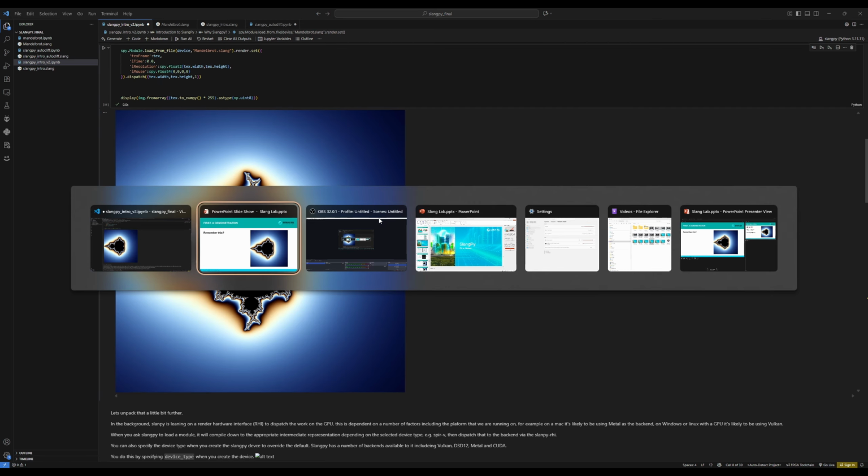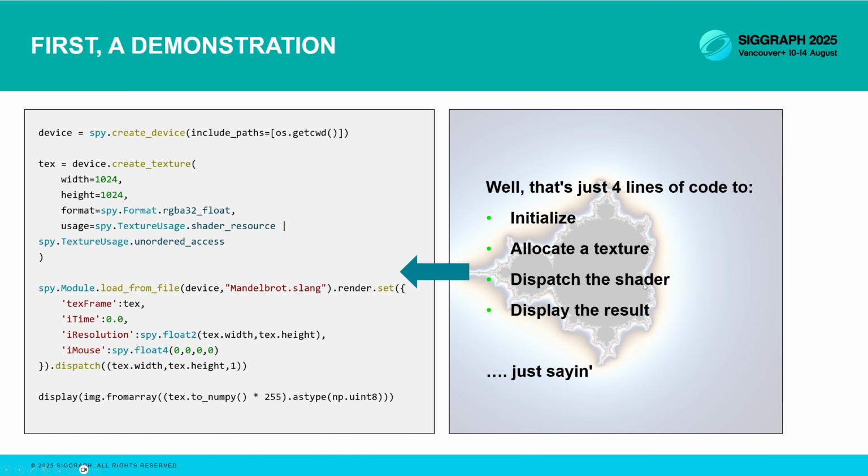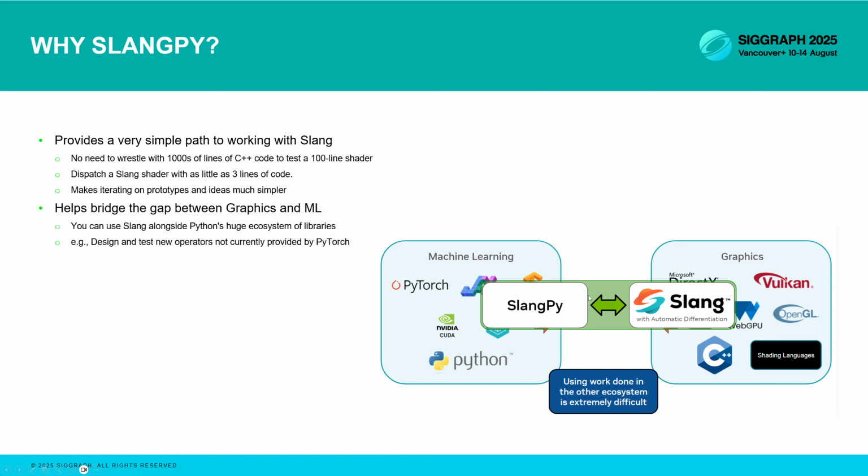If we look at that, that's all we did. We created the device, we created the texture, we loaded the module, and we displayed it. Now that's 4 lines of code. That's initialize, allocate, dispatch, display. Now, if you're used to working with Vulkan, you'll know that to do that is going to be several hundred lines of code at least. And don't get me started on DX12.